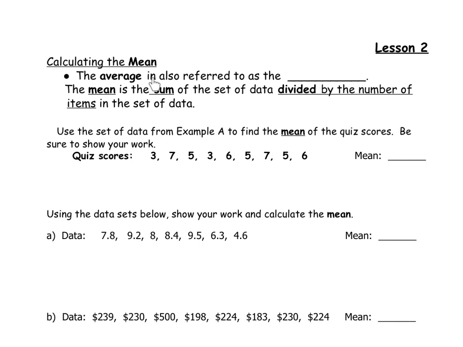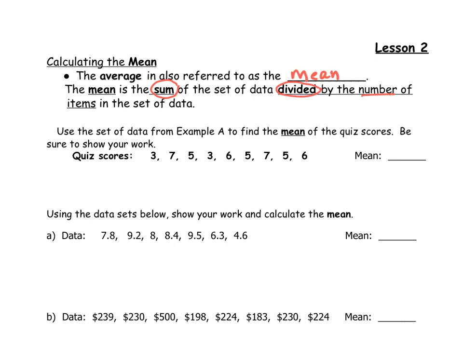The average is also referred to as the blank. The mean is the sum of a set of data divided by the number of items in the set of data. So the average, as we previously discussed, is also called the mean. And again, I've seen it written as mean average. So the mean is the sum or the total of all of the items in the data set, and then we divide it by the number of data items.